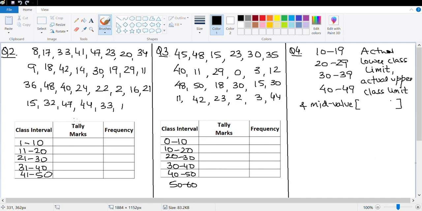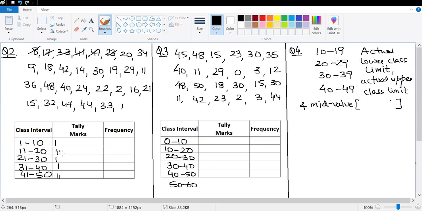So now let's start. I have 8, which will fall within 1 to 10. So this is gone. I prefer to keep striking off the number with a pencil when I am doing it, so that I don't end up missing any number. 17 will be between 11 to 20. 33 will be between 31 to 40. 41 is here. 47 is between 41 to 50. 23 is between 21 and 30.